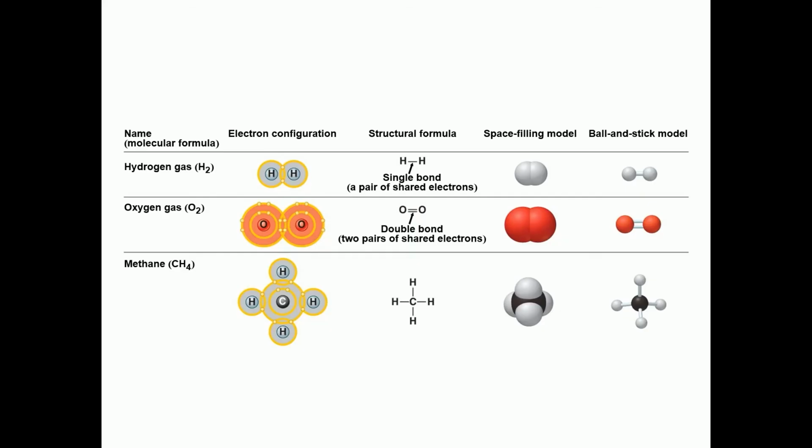But for right now, it's enough to know that some covalent bonds have equal sharing. We call those non-polar covalent bonds. That's like methane. And some covalent bonds have unequal sharing. We call those polar covalent bonds. And that's what you would find in water, as well as a few other materials.